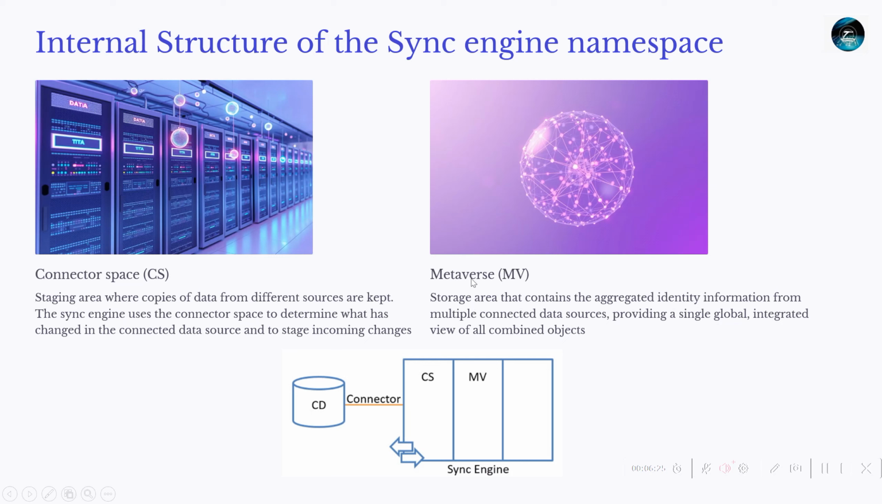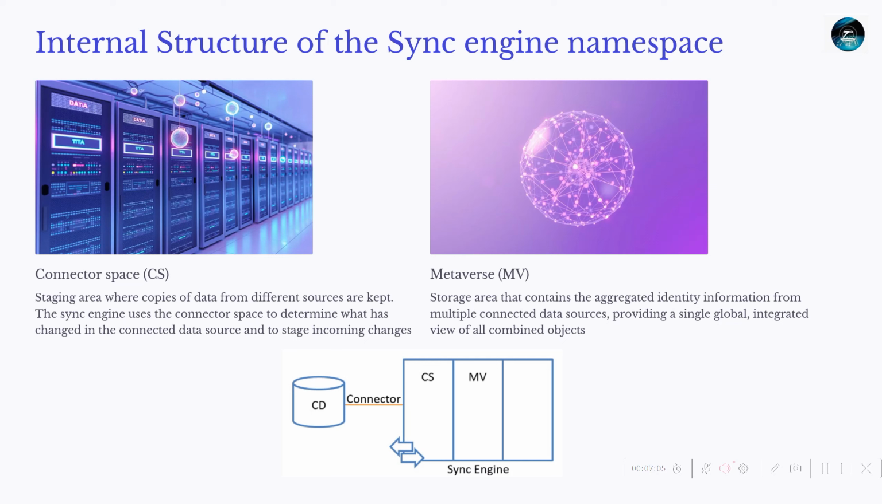Next is the Metaverse. The Metaverse is like a big storage room that combines identity information from different places into one unified view. For example, imagine you have a list of employees whose designation is changed from manager to senior manager. The Metaverse takes these lists and merges them into one complete list, following rules to make sure everything is synchronized correctly. This way, you have a single, integrated view of all the combined information, thus the user's new roles are accurately represented everywhere. The image here shows the connector space namespace and the Metaverse namespace within the Sync Engine.